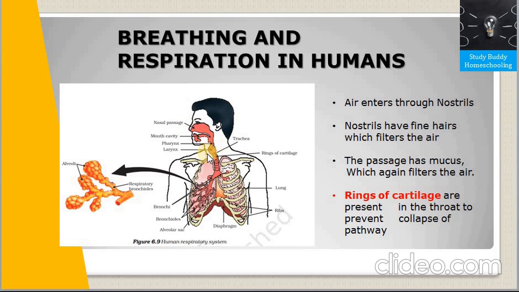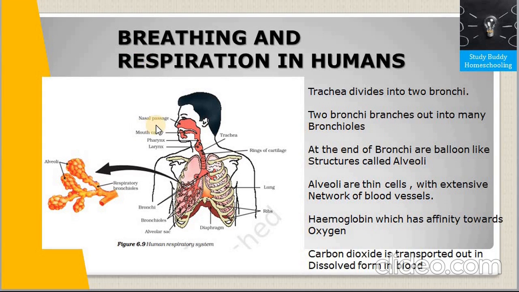Then we have rings of cartilage present in the trachea. Why is this present? This acts as a support system to prevent the pathway from collapsing. So the air enters by our nostrils and enters into trachea, and from there it branches out into two branches, which is known as bronchi. It branches out as two, one into each of the lungs, and this bronchi is broken down into several bronchioles in both the lungs.